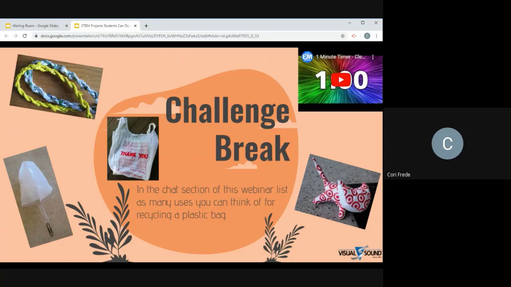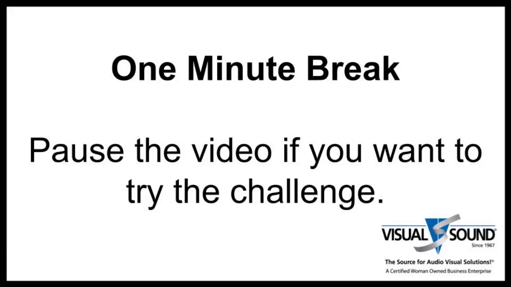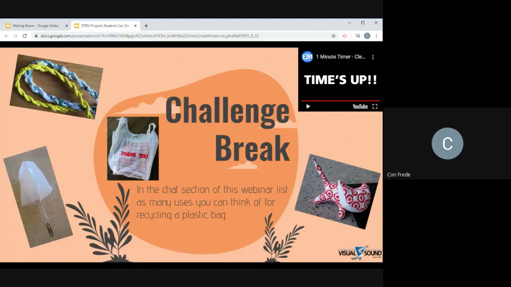So we're going to start the timer for 1 minute. And again, as many items as you can think of that you can make out of a plastic bag. Go. Collecting things, crumpling it up for balls, sorting, parachutes. All right, let's see what else we come up with. So as you can see, there's a bunch of different ideas.